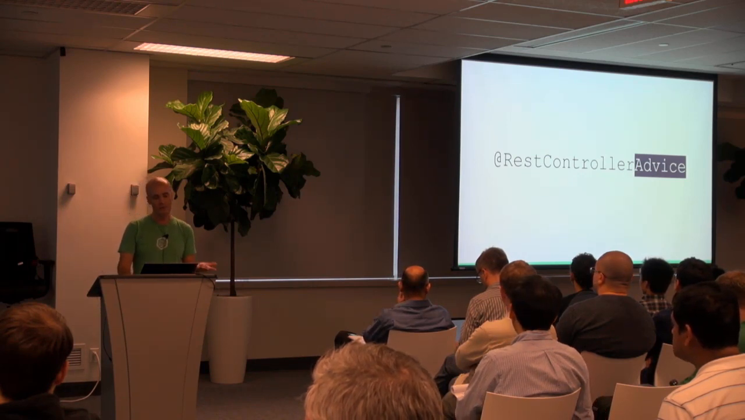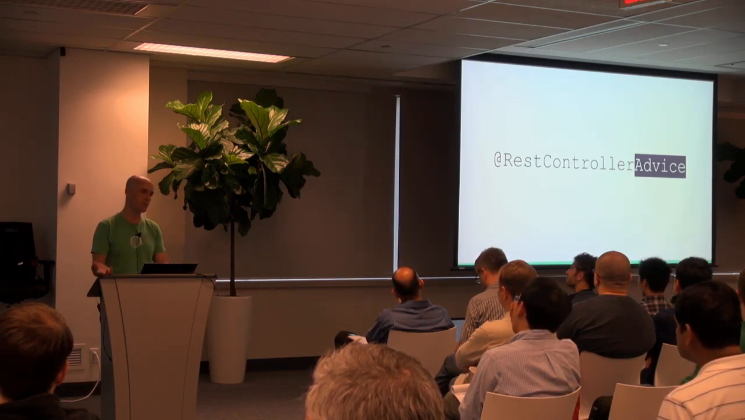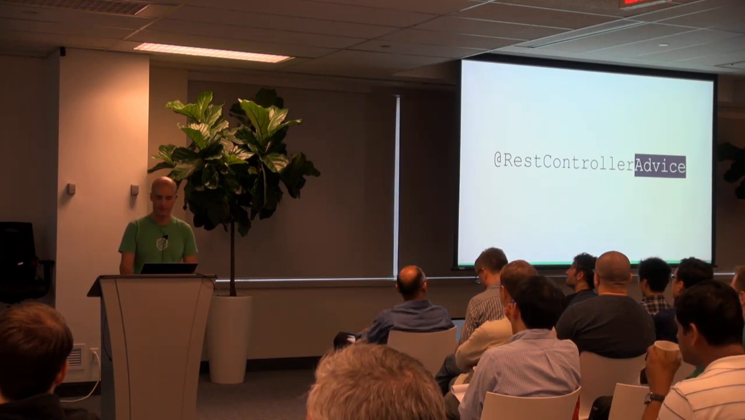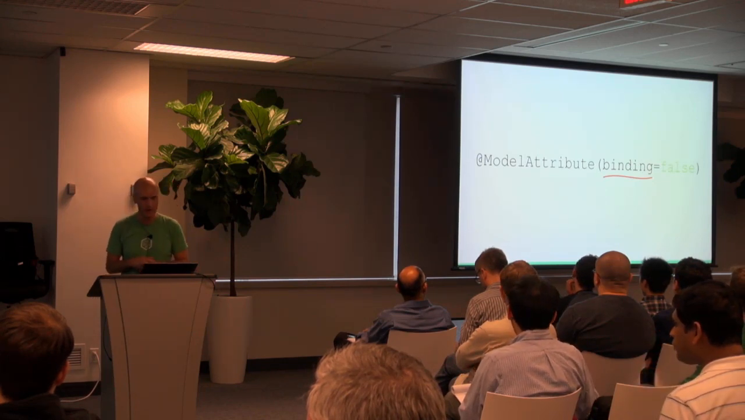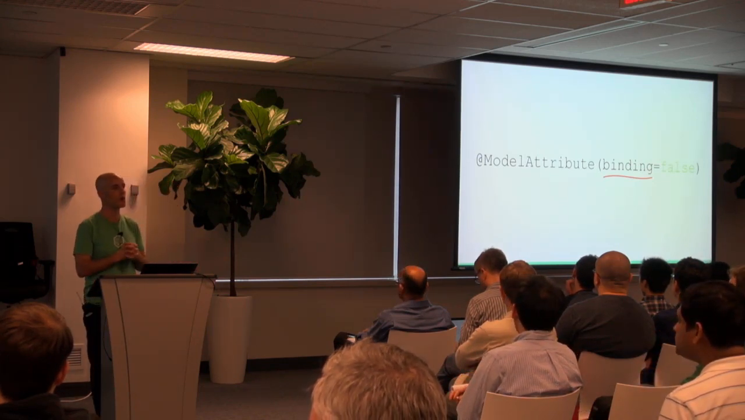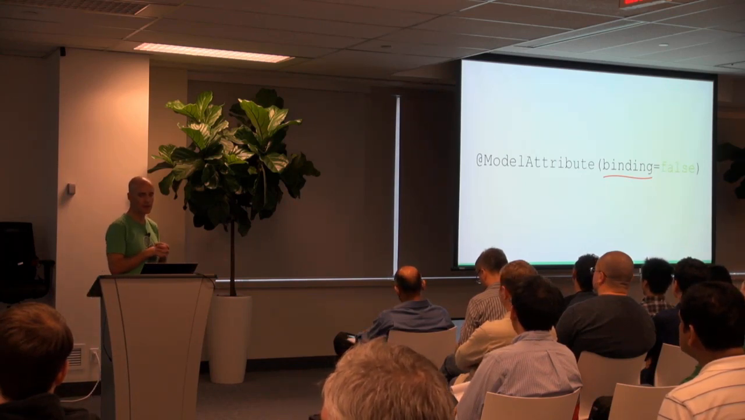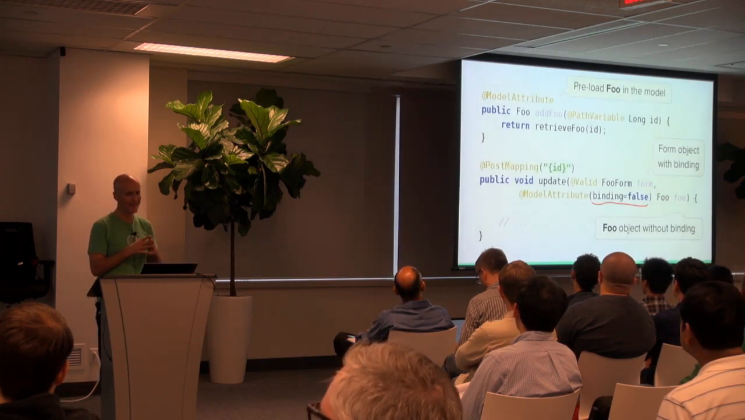Now, we also have a REST controller advice, which is basically similar to REST controller. When you have an exception handler method, you don't have to say response body. It's just automatically assumed that it's for rendering to the body of the response. We now have a binding attribute on the model attribute, and that allows you to say that binding should not happen. Here is an example of that.